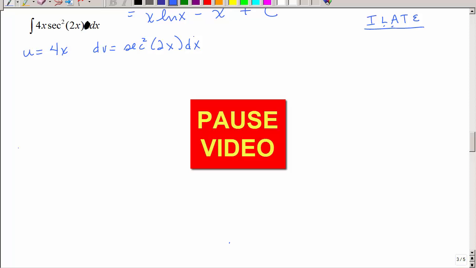I would like for you to pause the video and try to do this problem by yourself, and then if you get stuck or when you're done, continue the video and see if we match.